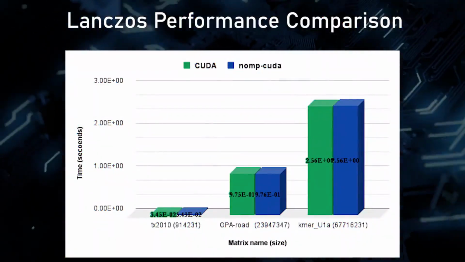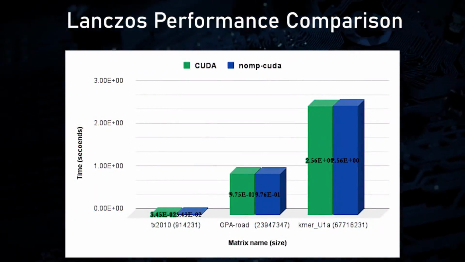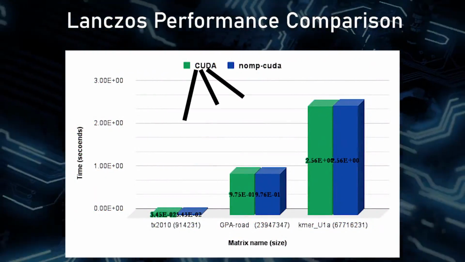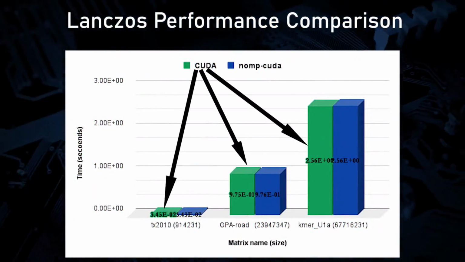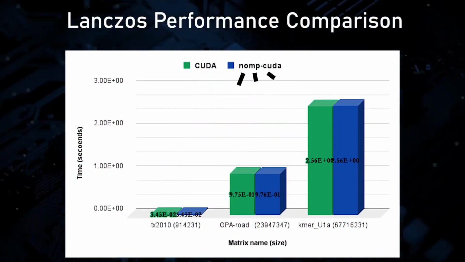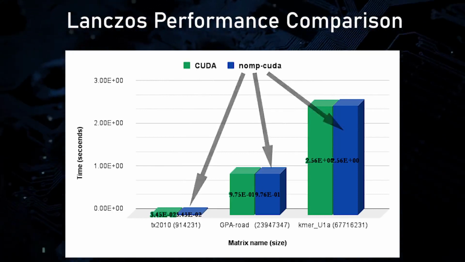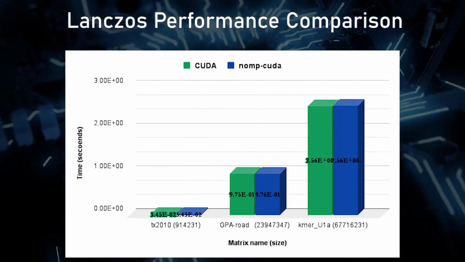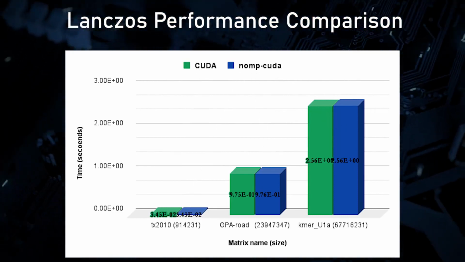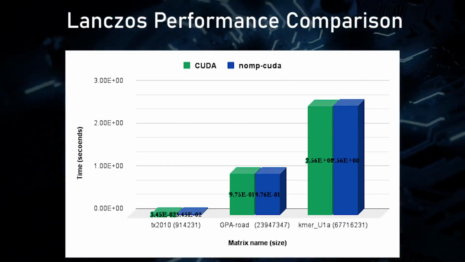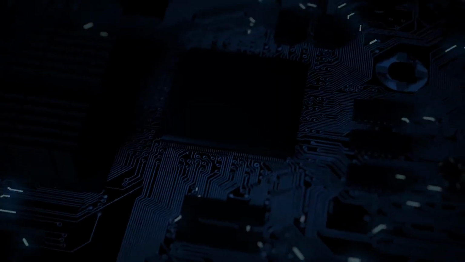This is a performance comparison graph of a multi-kernel HPC application, Lanczos. In green, you can see the performance of the native CUDA implementation of Lanczos, while in blue, you can see the performance of the NOMP CUDA implementation of Lanczos against different standard datasets. You can see how native CUDA and NOMP CUDA both have the same performance, which is our goal.